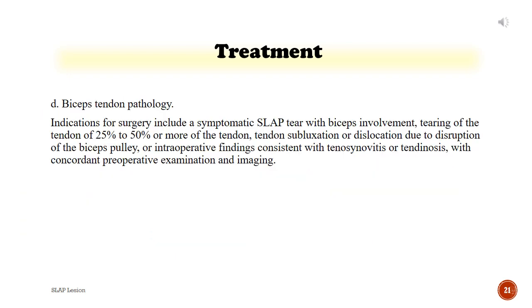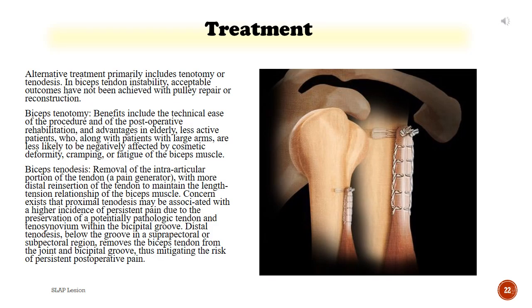D. Biceps tendon pathology. Indications for surgery include symptomatic SLAP tear with biceps involvement, tearing of 25% to 50% or more of the tendon, subluxation or dislocation due to disruption of the biceps pulley, or intraoperative findings consistent with tenosynovitis or tendinosis, with concordant preoperative examination and imaging. Alternative treatment primarily includes tenotomy or tenodesis. In biceps tendon instability, acceptable outcomes have not been achieved with pulley repair or reconstruction.